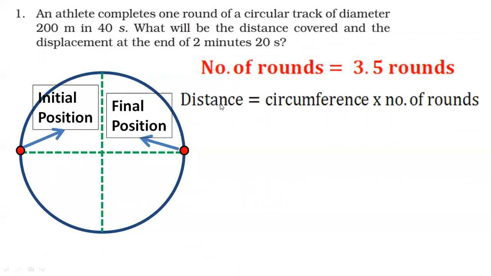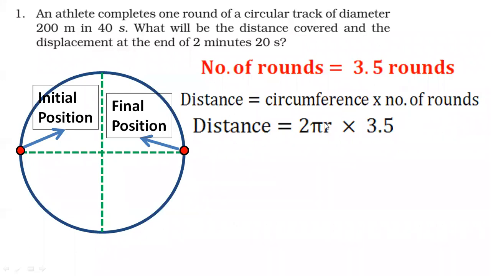To calculate distance, one round's distance can be calculated with the help of circumference, which we already know. But the person has completed 3.5 rounds. So to calculate distance, we need to multiply the circumference and the number of rounds. One round distance is 2 pi r, and the number of rounds this person has completed is 3.5. So we multiply it with 3.5.